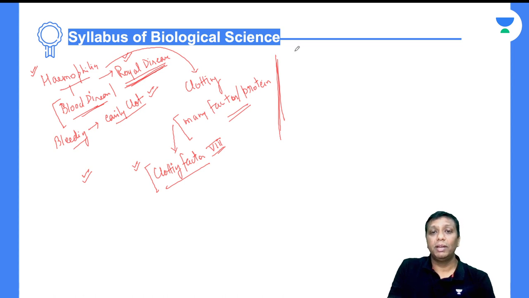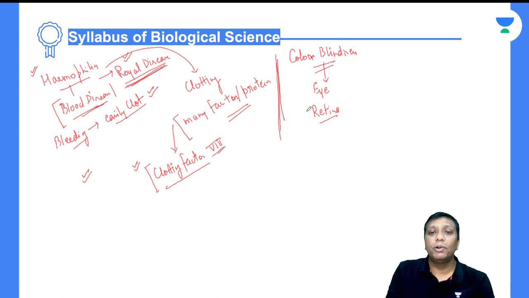The second disease is called color blindness. What happens in the case of color blindness? Listen, guys, inside your eye there is one part called the retina. And the retina is a very important part.